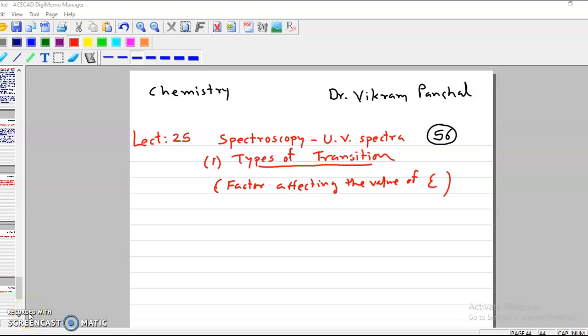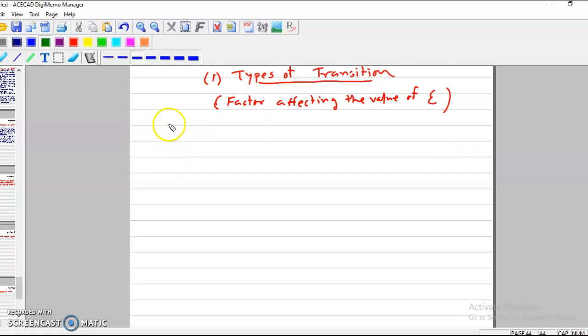This is Dr. Vikram Panchal and this is Spectroscopy for Chemistry in lecture number 25 for UV spectra. In this lecture I will explain to you the factors affecting the value of epsilon, and the first factor is type of transition. So first of all, again I will have to explain to you about transition for UV spectra.